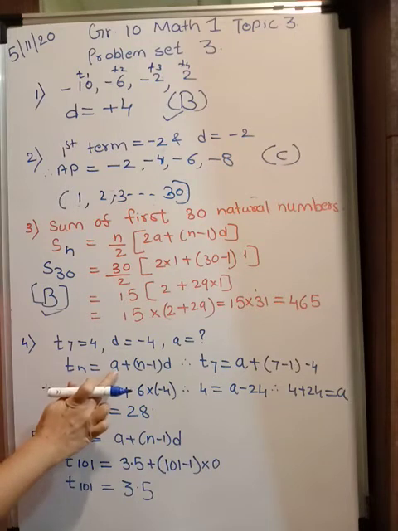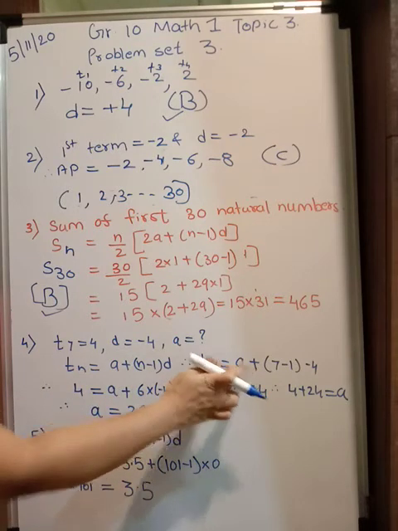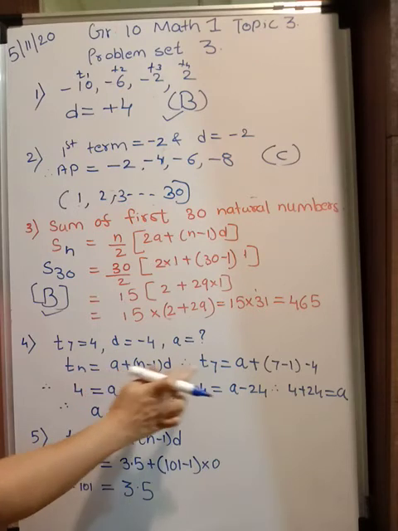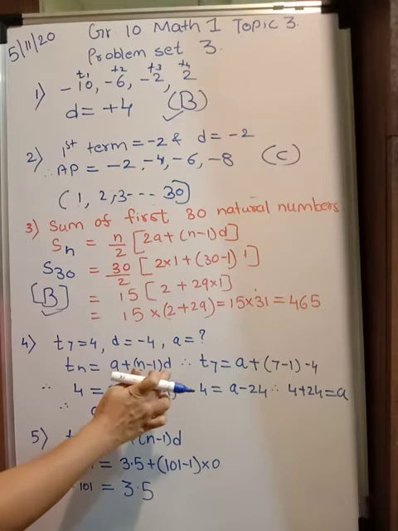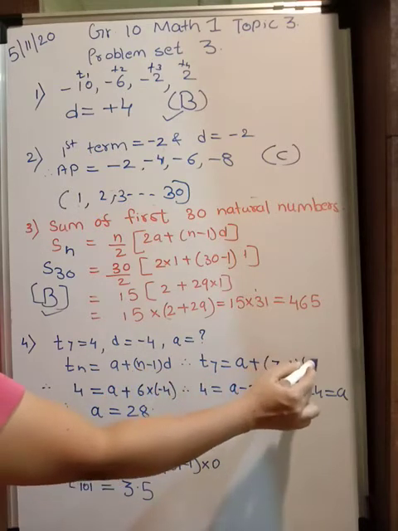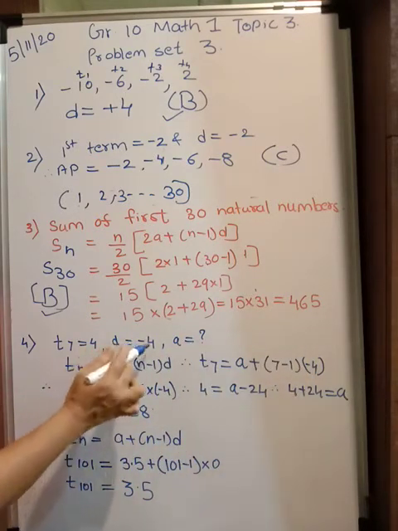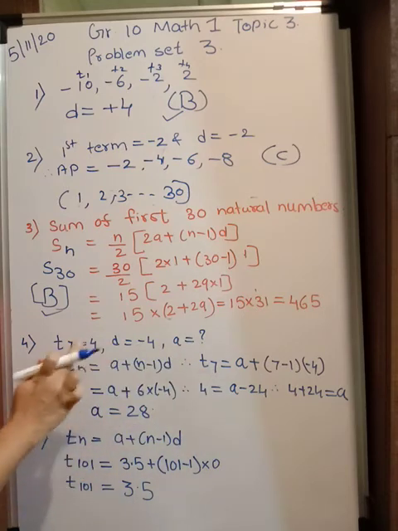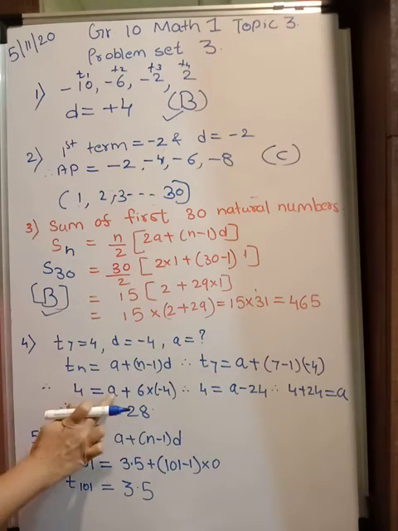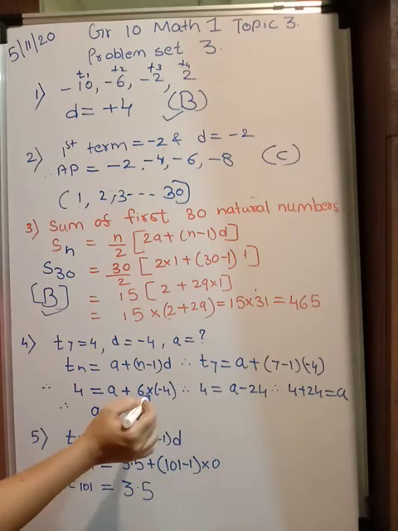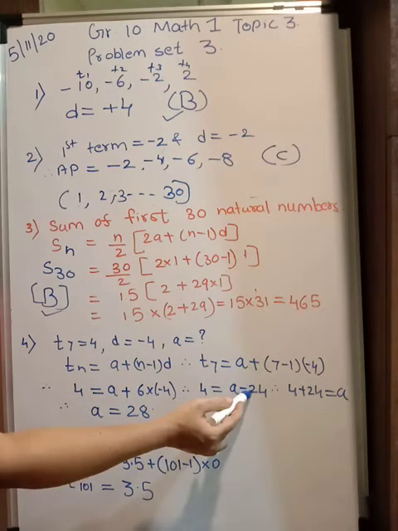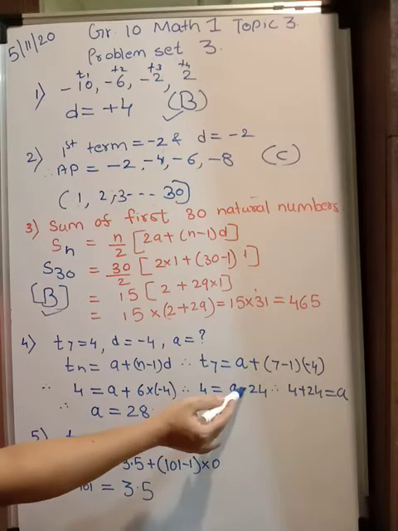Now A we have to find, as it is, plus n minus 1. For T7, here it will be 7 minus 1 into D. This is into D, put a bracket. D is how much? Minus 4. Now T7 is given as 4, so I am writing here 4 equals A plus 7 minus 1, which is 6, into minus 4. 6 into minus 4 is minus 24. So 4 is equal to A minus 24.